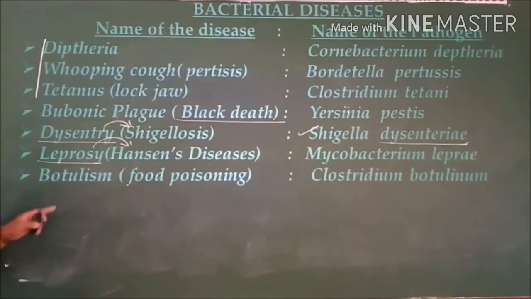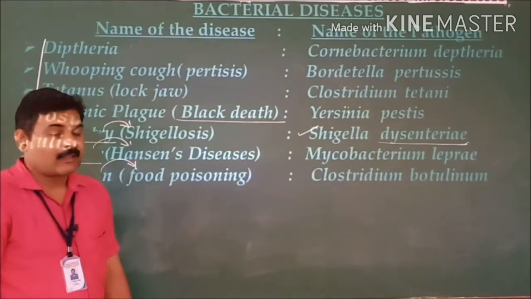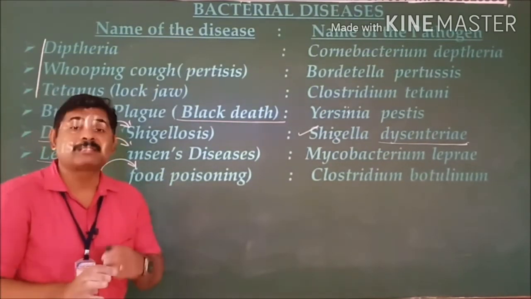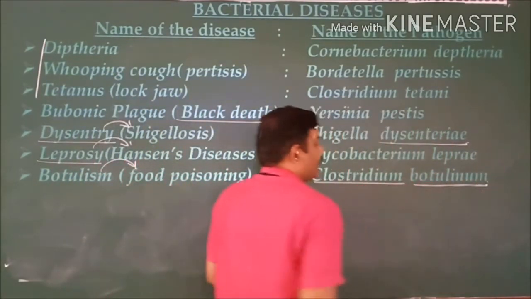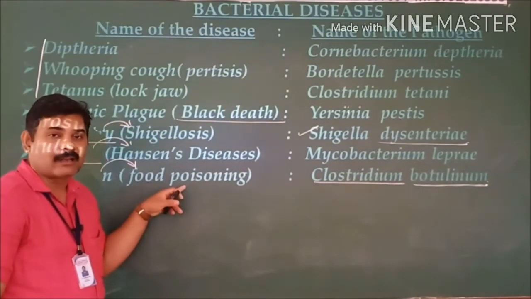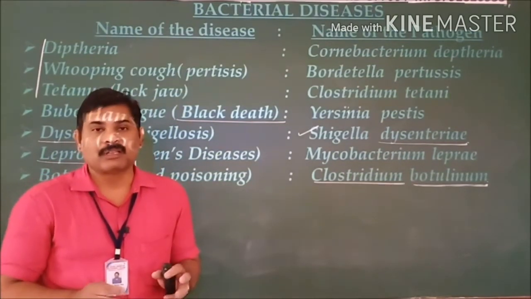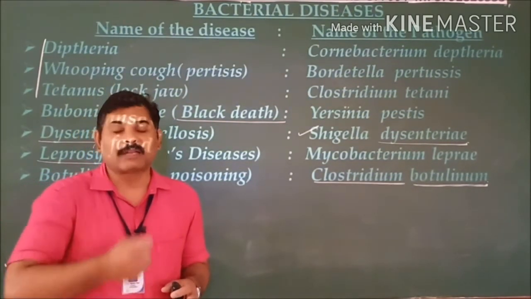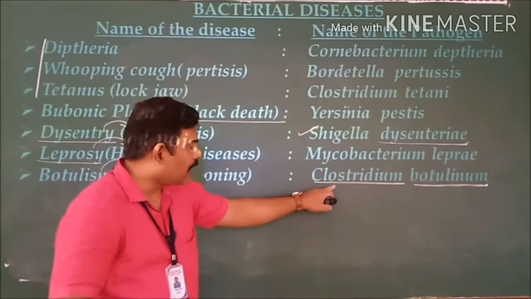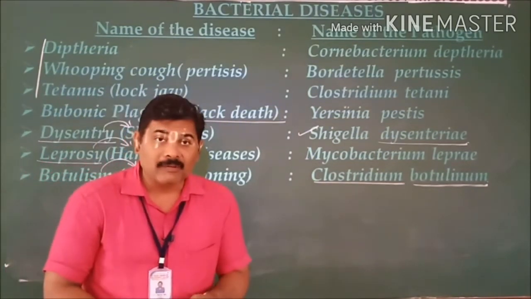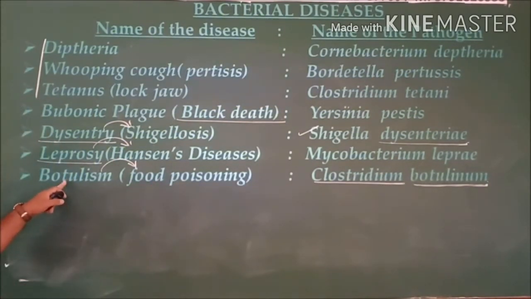And coming to the next one, botulism. Generally we call it food poisoning, and this is caused if the food that you consume gets contaminated with a bacteria known as Clostridium botulinum. The patient will complain of severe stomach pain, vomiting and loose motions, and swelling of the tongue, and these are the characteristic features of this disease. It is caused by Clostridium botulinum, and in general we call it food poisoning, or technically botulism.